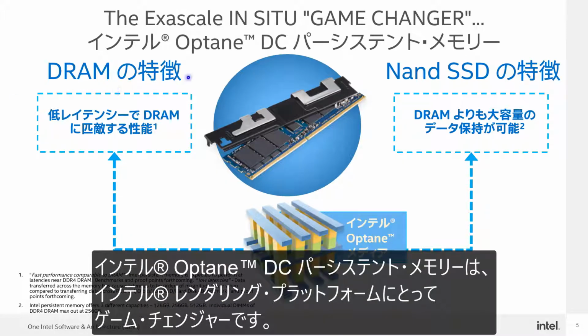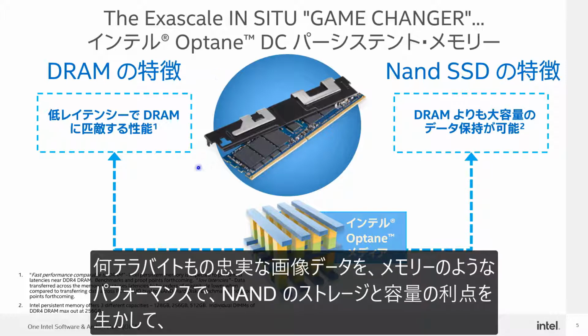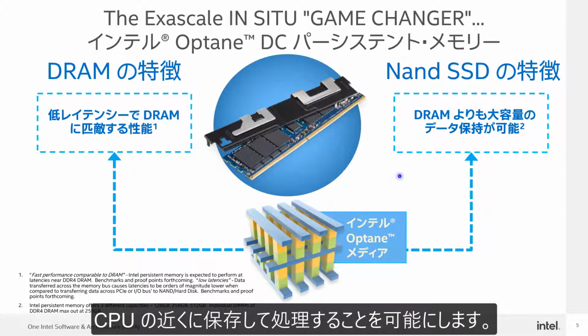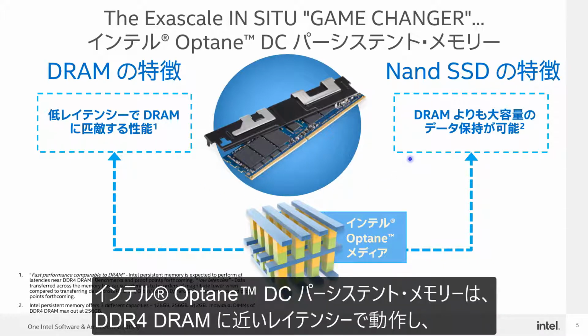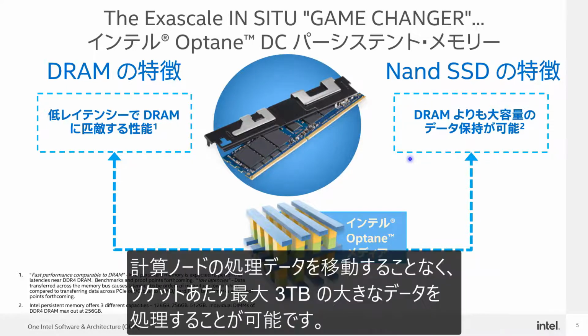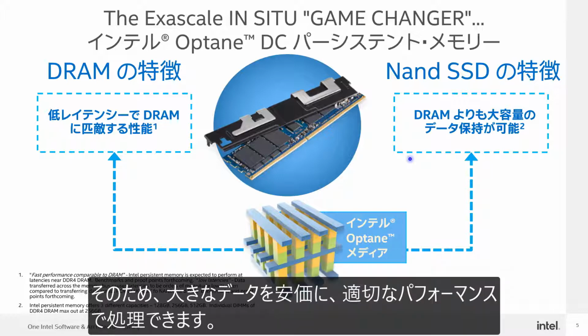So Intel Optane Data Center Persistent Memory is a game-changing Intel rendering platform ingredient. That's because it enables storing and processing terabytes of high fidelity imagery data closer to the CPU with memory-like performance and with the storage and capacity benefits of NAND. For example, the Intel persistent memory performs at latencies near LPDDR4 DRAM. So the effect is that it enables processing of huge amounts of data. Up to 3 terabytes per socket can be configured without having to move the processing data off the compute nodes. So this enables our customers to process large amounts of data at the right price point and with the right performance.